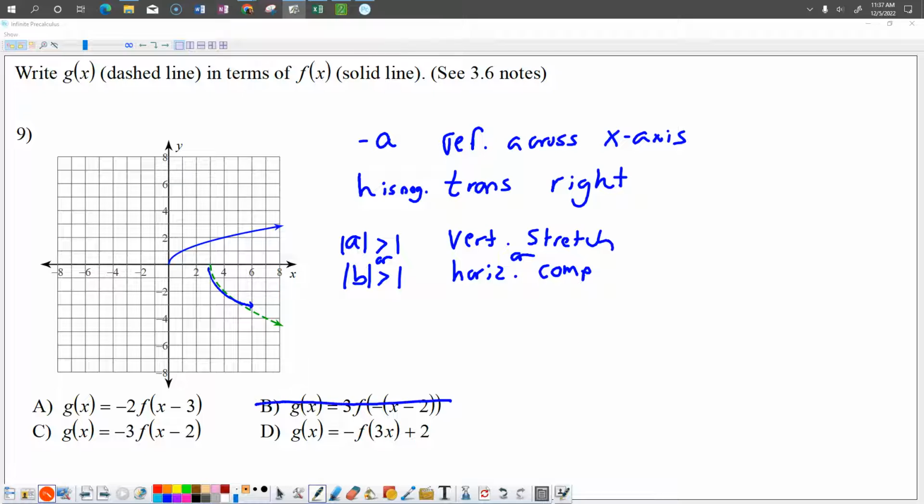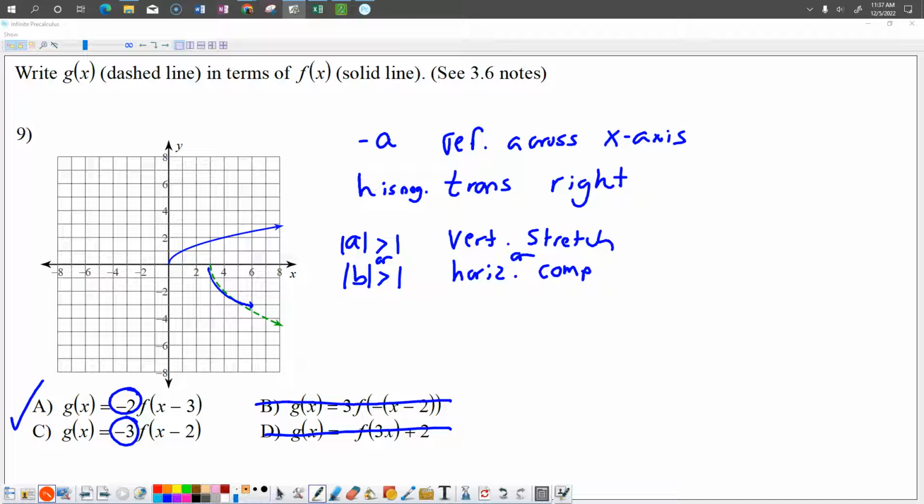So that means this can't be the answer. We're looking for one where the H is negative. So this one doesn't have an H, so we can get rid of that. Both of these have an A that is negative and an H that is negative. And for a vertical stretch, the absolute value of A needs to be greater than 1. Now, here's the problem. Both of these are greater than 1.